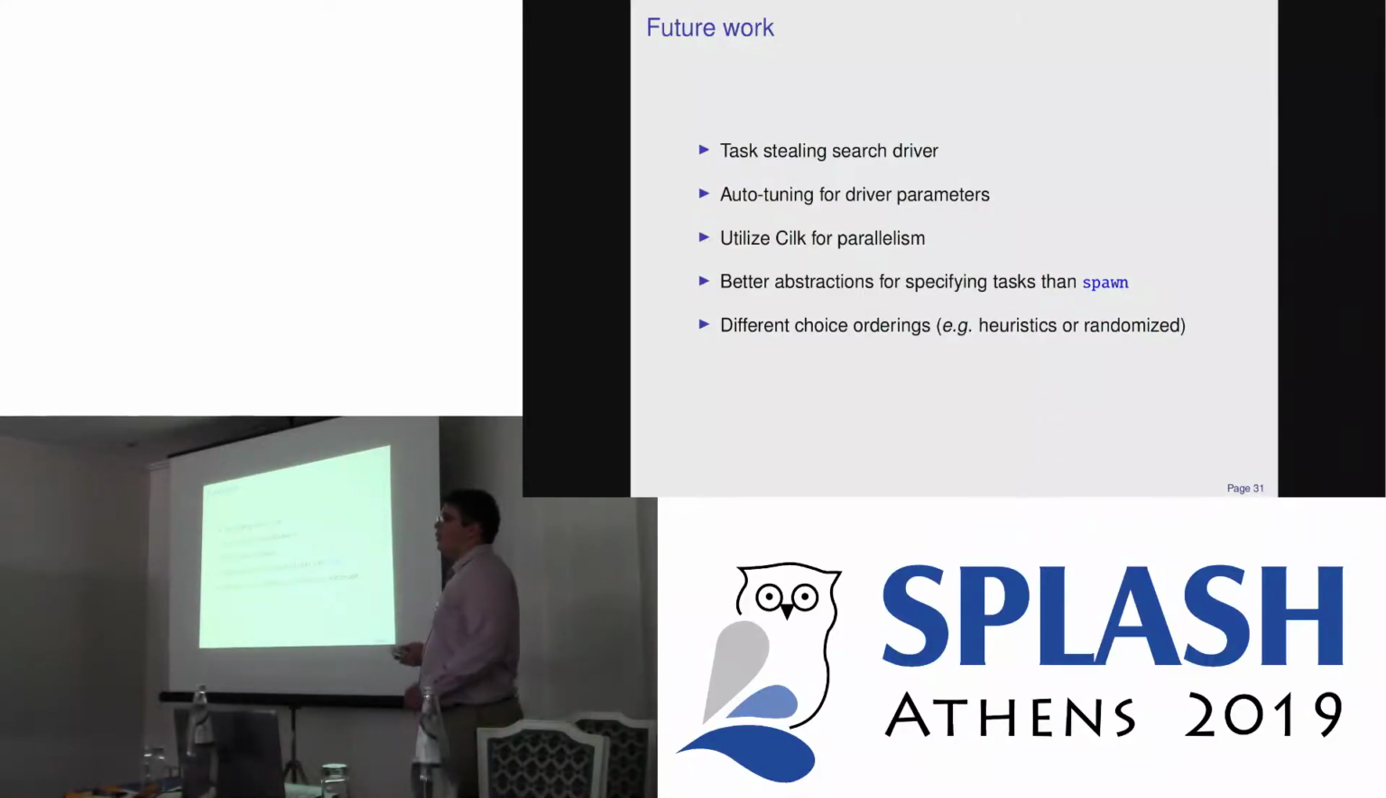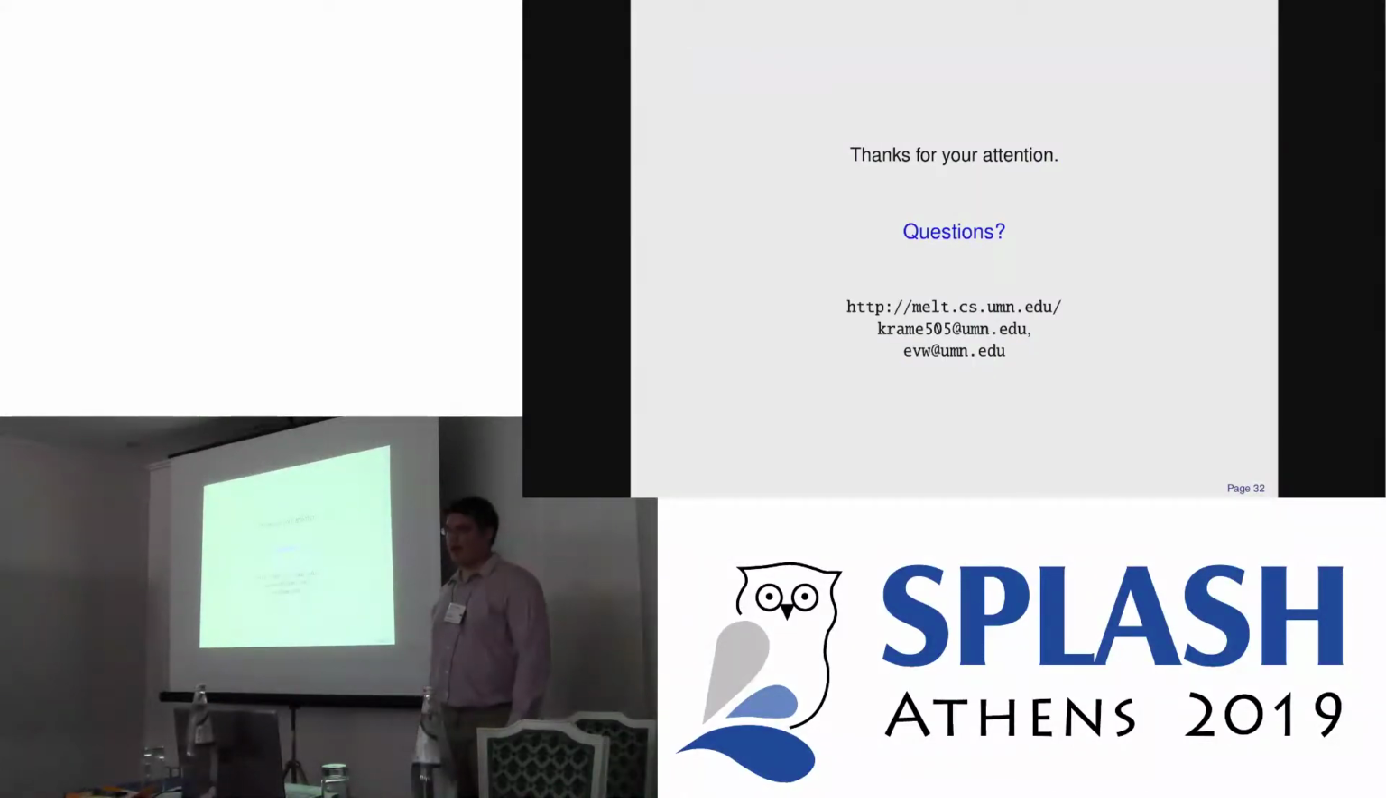And also potentially even search drivers that do orderings in other orders. So for example, using a heuristic to pick which task to execute first, or even a randomized search driver might have some useful operations for maybe doing some sort of statistical non-deterministic problems. But with that, I just want to thank you for your attention, and I'm open to any questions.